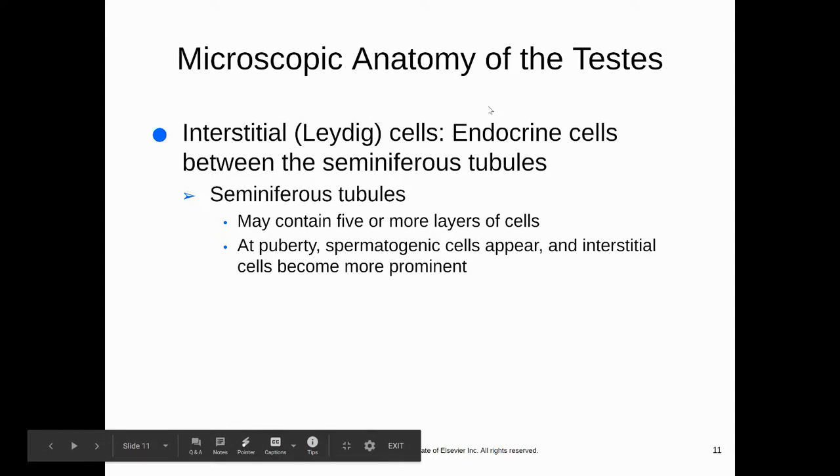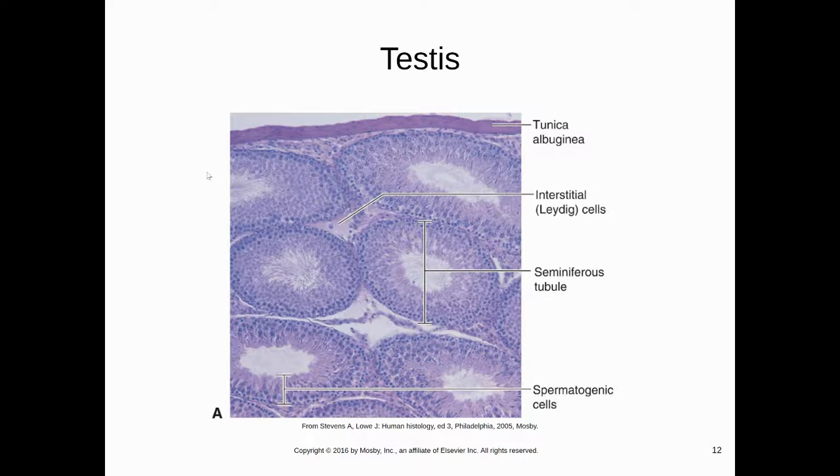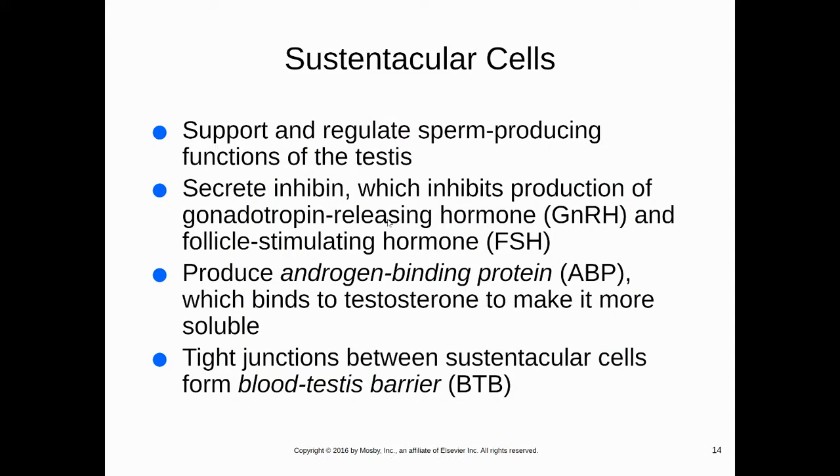So interstitial cells are endocrine cells between the seminiferous tubules. The seminiferous tubules are where spermatogenesis occurs, and the interstitial cells become more prominent. Those are endocrine cells, so essentially they're the ones releasing your hormones. So these are the seminiferous tubules and the interstitial cells in between.